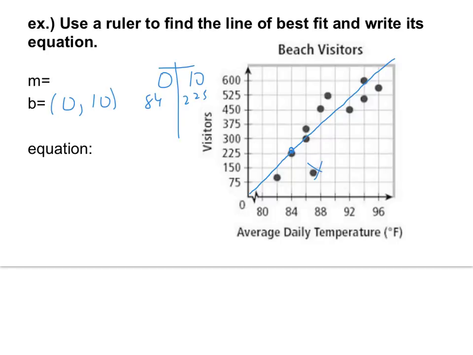So if we get our change in y, let's say that's 215. Our change in x is 84. Okay, when I divide that on the calculator, 215 divided by 84 comes out to about 2.5, 2.6. I'll go with 2.5, a little nicer number. Again, this is an estimate anyway. So then our equation is y equals 2.5x plus 10. We could use that to predict if we needed to.